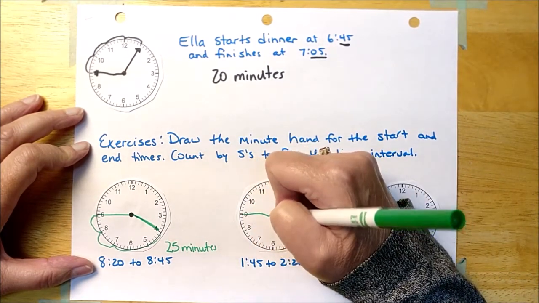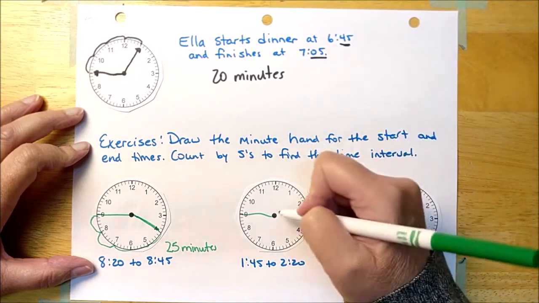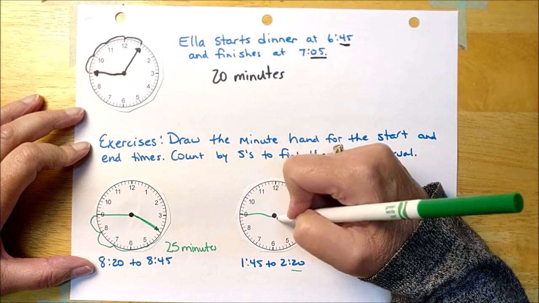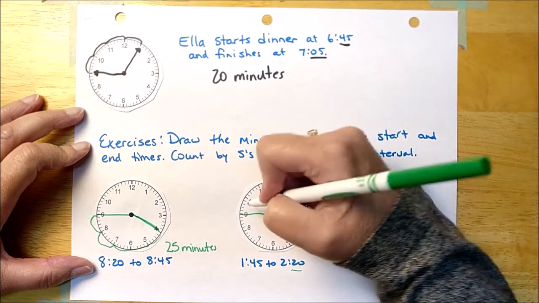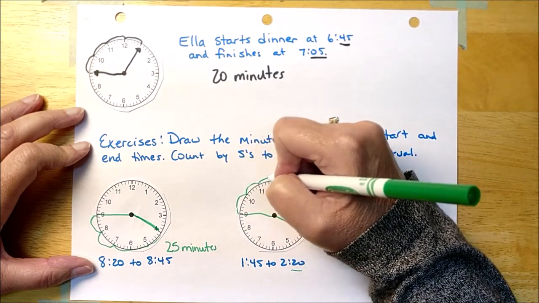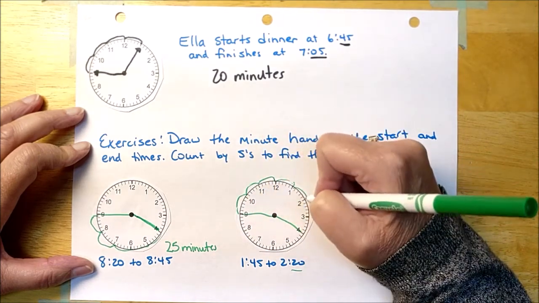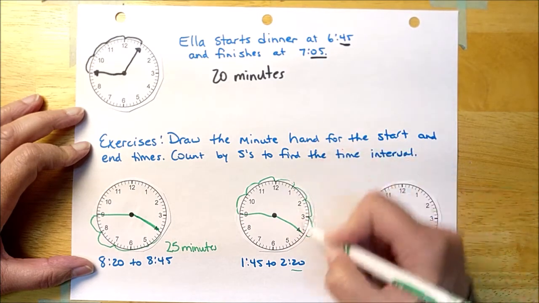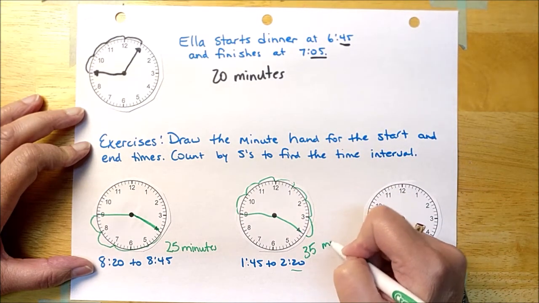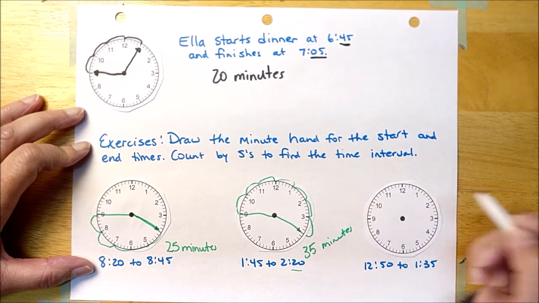1:45, there it goes. Whoa, what a bend in that one. To 2:20, so it's going all the way over here. So I'm going to go 5, 10, 15, 20, 25, 30, 35 minutes has gone by.